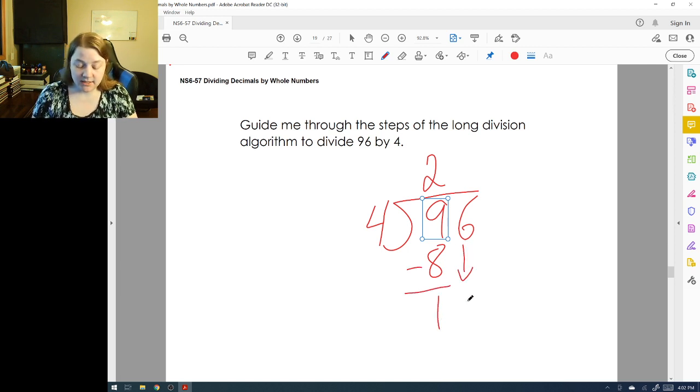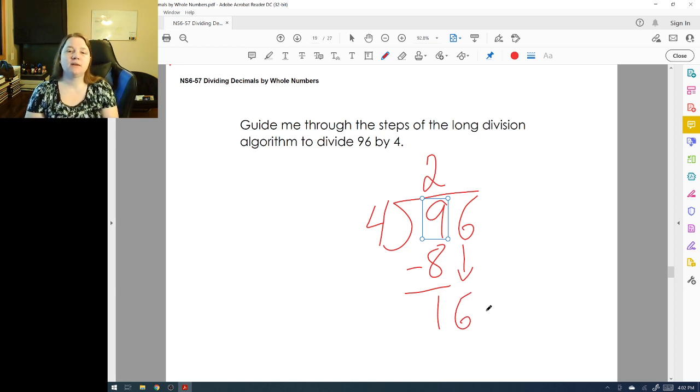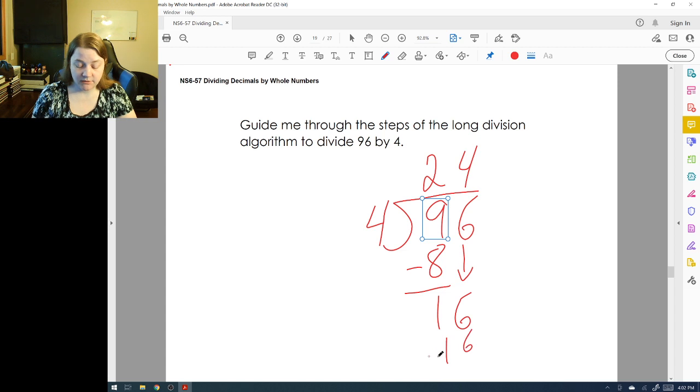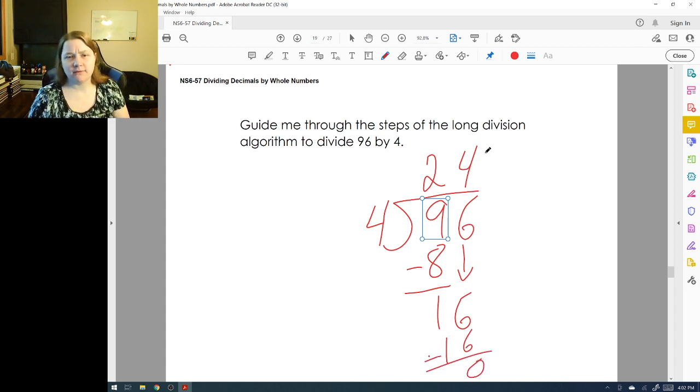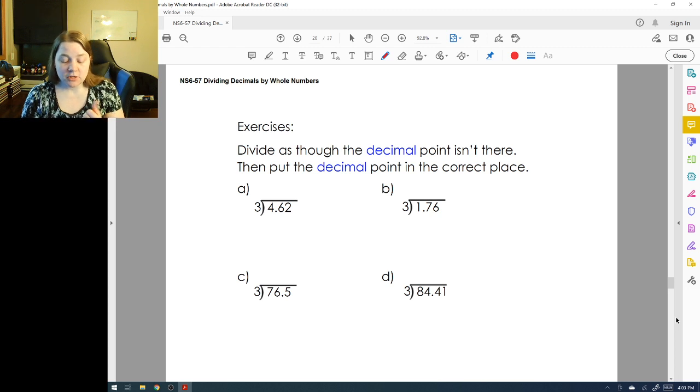When we bring down the next number, that's 6, we have 16. 4 goes into 16 4 times. So we have our answer of 24, and we don't even have a remainder or a fraction or decimal ending on that, which is awesome. So what they want you to do now is divide as if the decimal point isn't there.